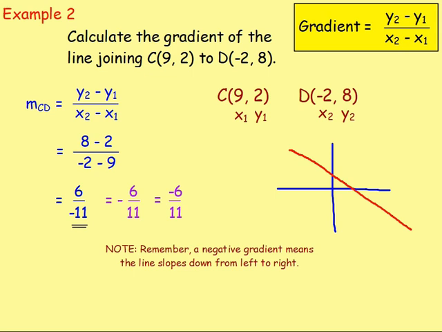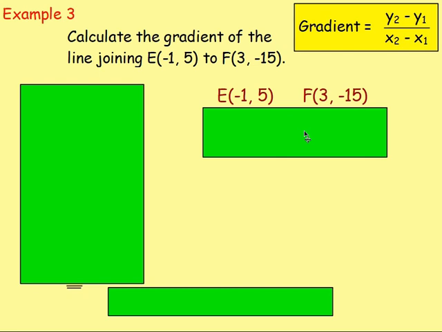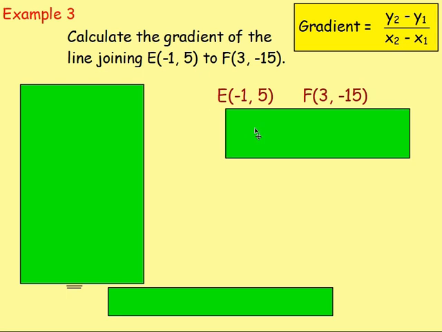Let's try another one. Example 3, Mahiba. Are you ready for this? Calculate the gradient of the line joining point E with the coordinates negative 1, 5 to point F with 3, negative 15. Here we go. E and F. Write down the coordinates first of all. Just remember what you do is you call one of them point 1 and one of them point 2.